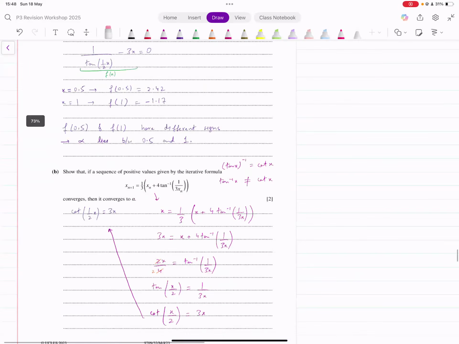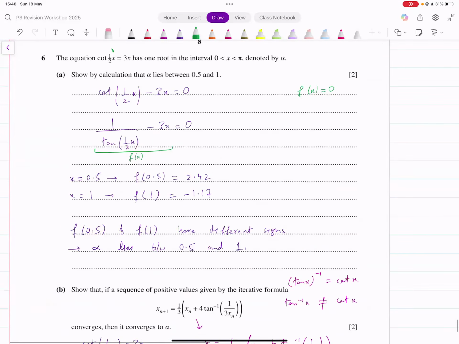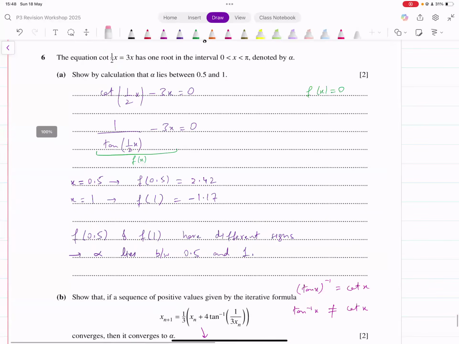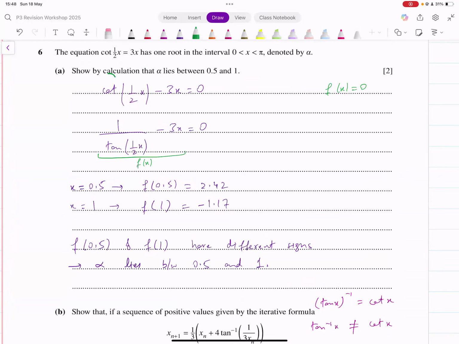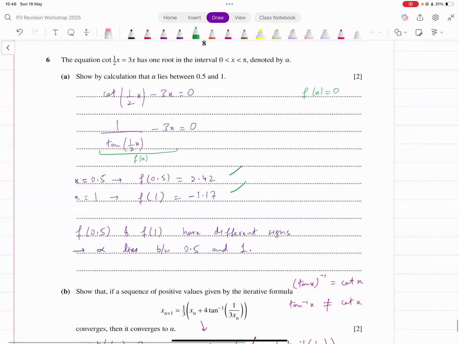This is just another example. First part is fairly straightforward. They have cot here. So when you have to use this on your calculator, cot will have to be replaced with 1/tan. So 1/tan of half x minus 3x equal to 0. Then you input the values of x. One of them turns out to be positive, the other negative, and you get the result from that.